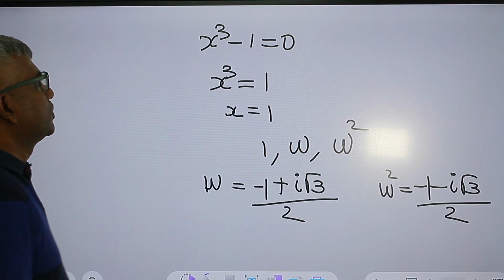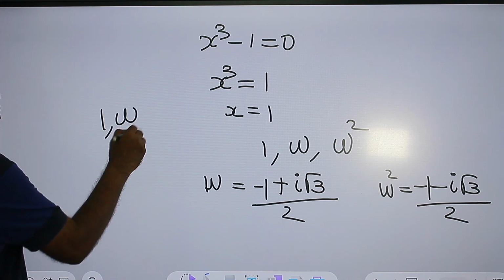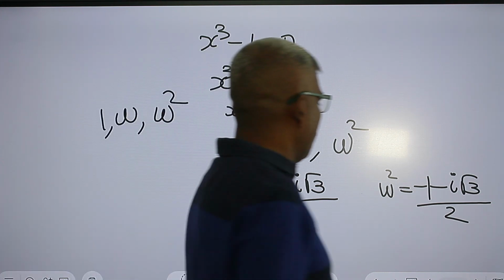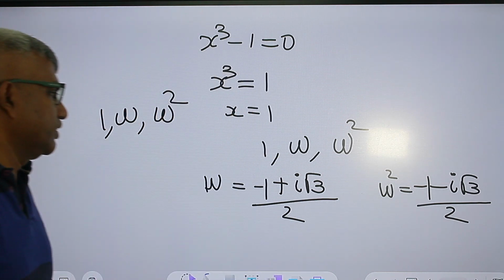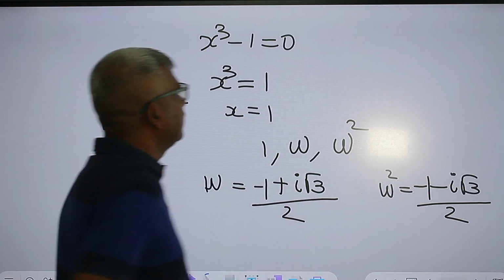So the cube roots are 1, omega, omega squared. Omega value is minus 1 plus i root 3 by 2, omega squared is minus 1 minus i root 3 by 2. Copy down.